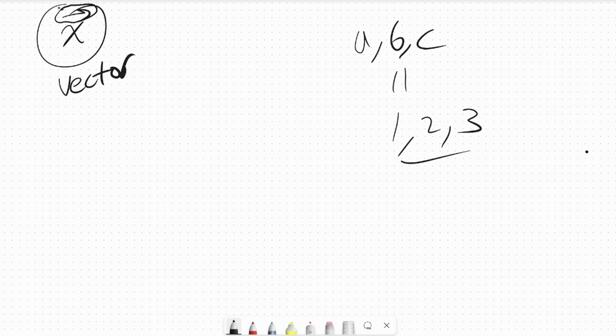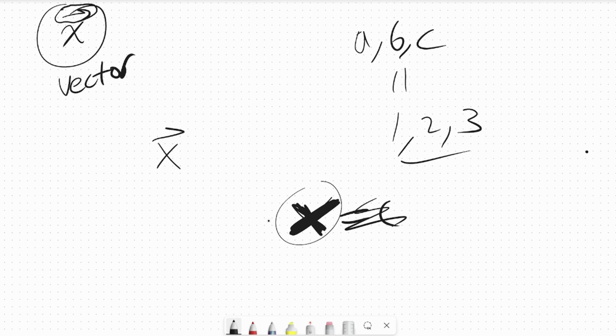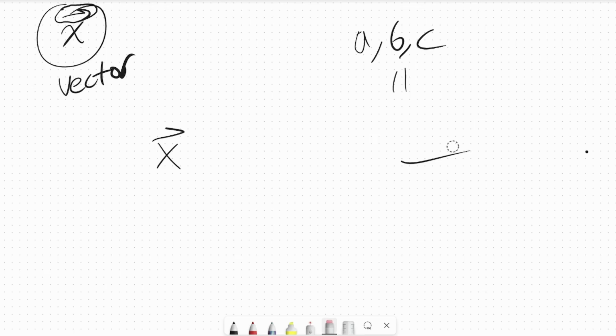Now, you'll find that in many online sources, instead of drawing this arrow on top of it, because some of these sources can't draw arrows on top of letters, they will make the letter bold, which will basically be a bolded letter representing your vector. And that's just a different way of writing it, but here we're going to be using the arrow.